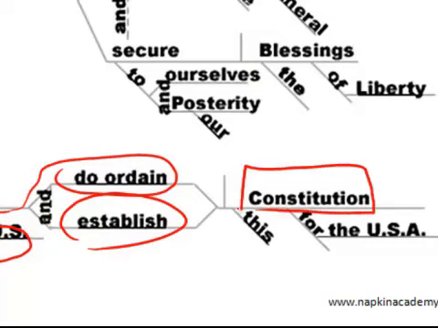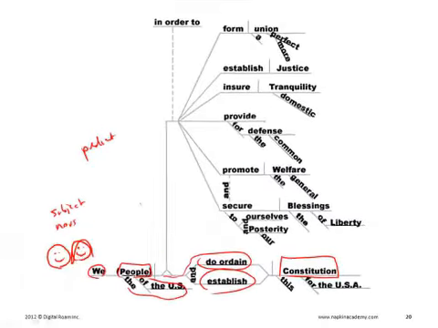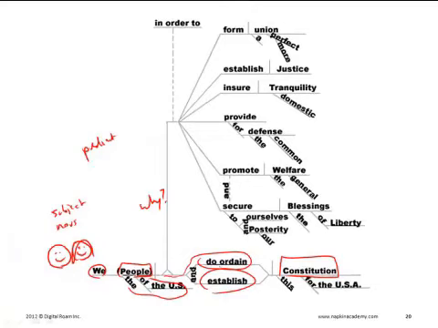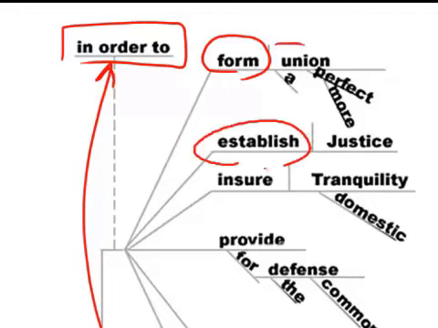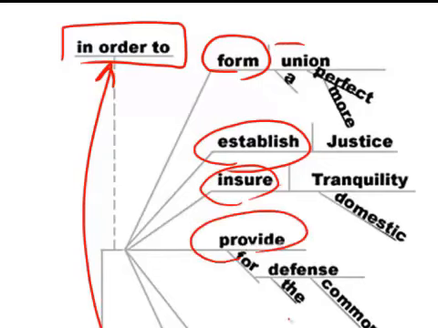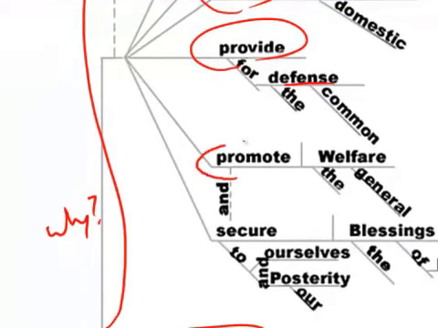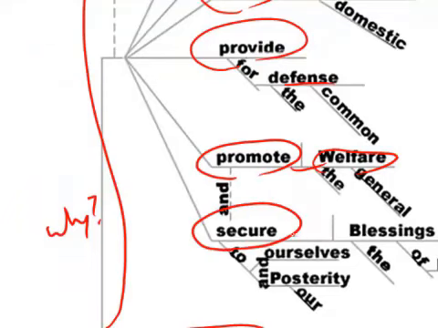Well, this document that we call the Constitution. Now, why would we do that? Why do we need to ordain and establish this? Well, in order to do something. In order, in fact, to do a few things. In order to form a union. In order to establish justice. In order to ensure tranquility. In order to provide for what? Defense. In order to promote what? Welfare. In order to secure what?